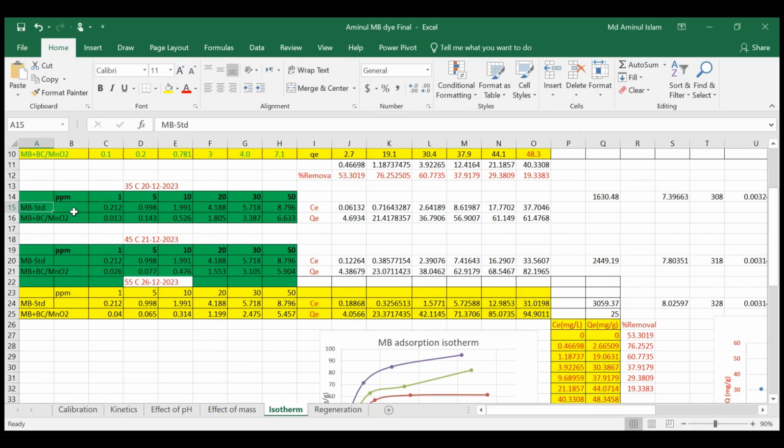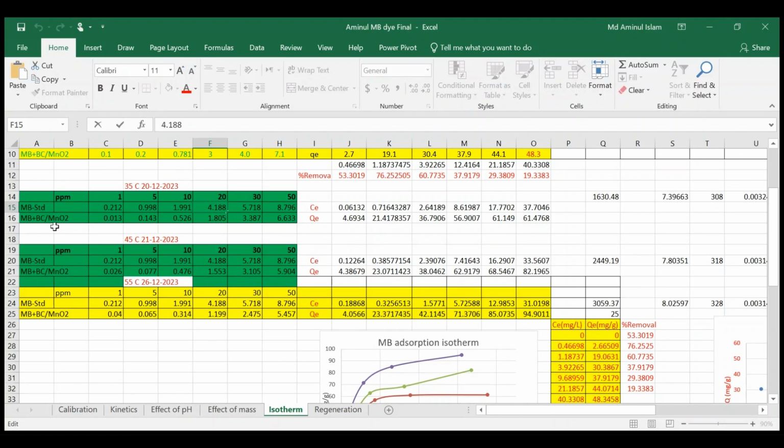Because in case of adsorption isotherm, you also need to measure the absorbance of standard solution at this concentration. For example, the absorbance of 1 ppm solution is this one. Then absorbance of 5 ppm solution is this. Then 10 ppm is this. And for 20 ppm is this. See here, we have used dilution factor. This has been already explained in another video.